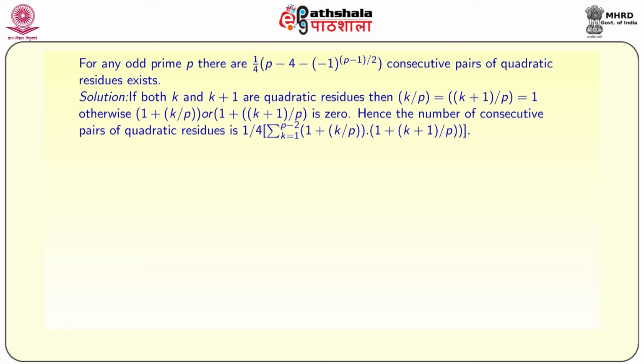The proof goes like this: if both k and k plus 1 are quadratic residues, then the Legendre symbol (k/p) is equal to ((k+1)/p), which is equal to 1. Otherwise, 1 plus (k/p) or 1 plus ((k+1)/p) is 0 if one of them is not a quadratic residue. Hence, the number of consecutive pairs of quadratic residues is (1/4) times the summation from k equals 1 to p minus 2 of (1 plus (k/p)) times (1 plus ((k+1)/p)).